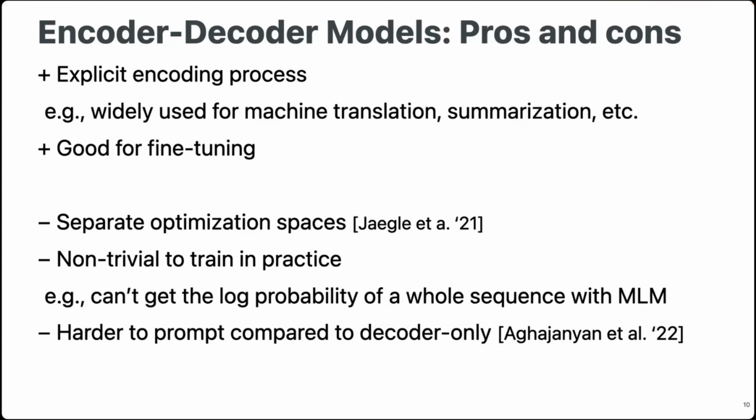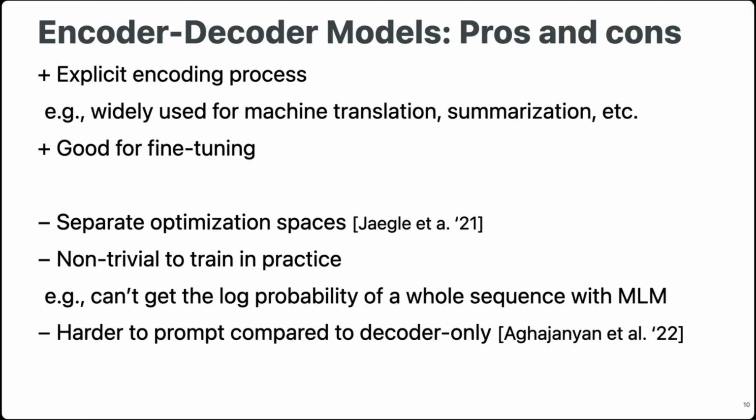But it has a separate optimization space, and this has been criticized in prior work. For example, in Perceivers, they are trying to fuse the encoder and decoder into one tower, so you can optimize in one space. And actually, it's non-trivial to train in practice because if I want to get the log probability of the whole sequence, this is really hard to get if we train with masked language models.